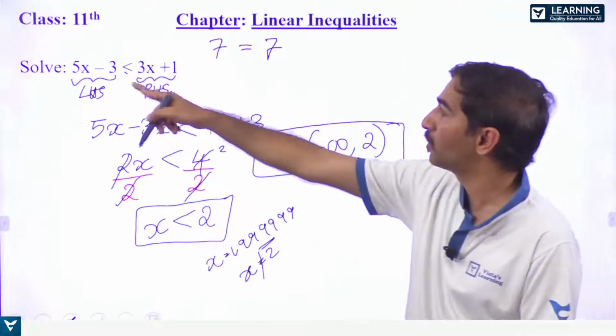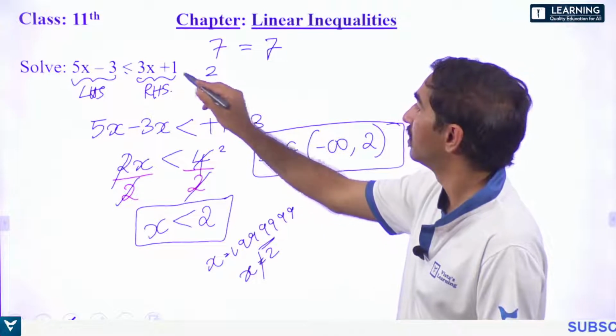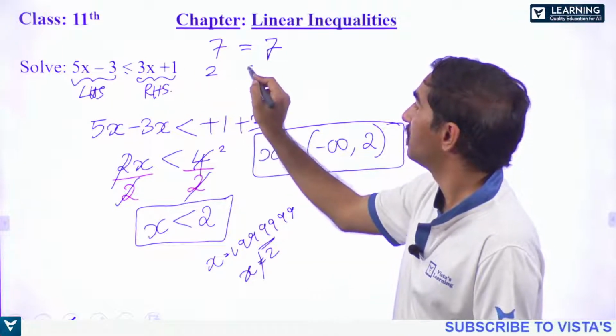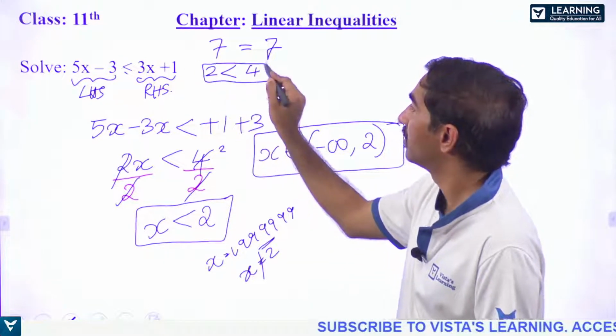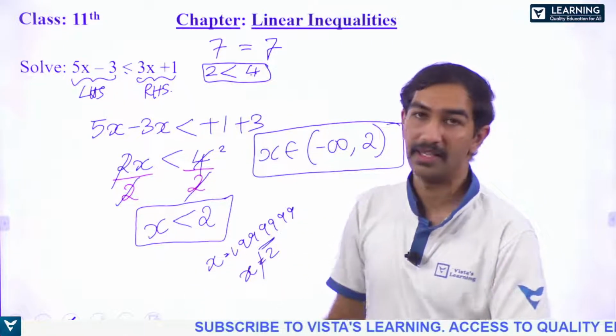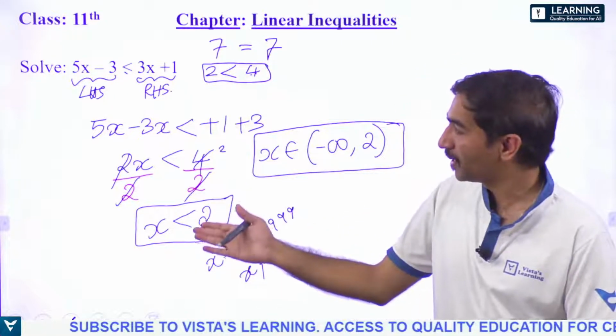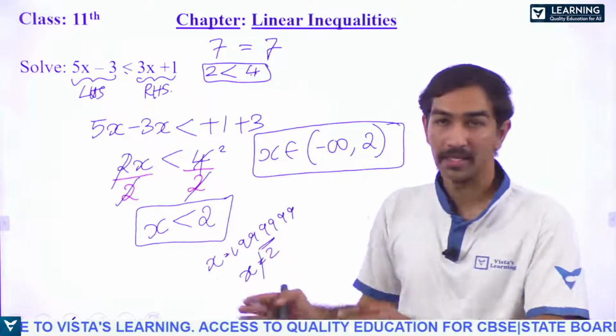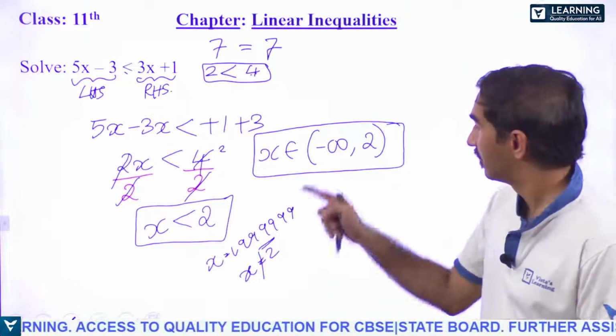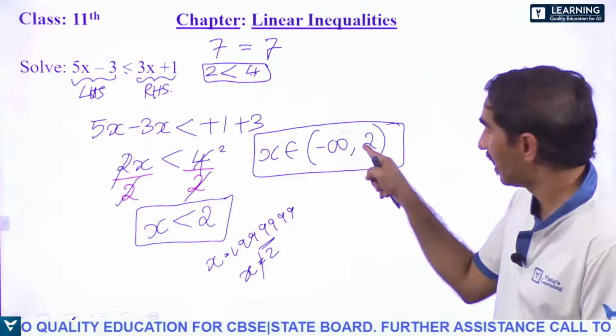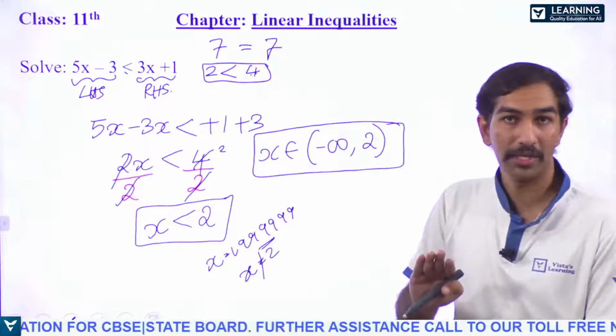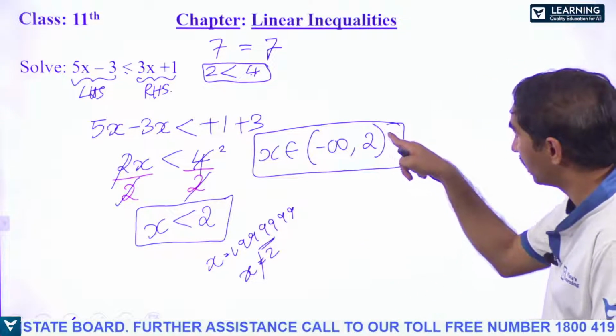Put x is equal to 1 on both the sides. That will become 2 on the left, and this will become 4. See, now RHS is greater than LHS. So we have to find out the value of x. What are the values of x? From minus infinity to 2. But are we including 2? We are not including 2. That is the reason we are writing a curved bracket.